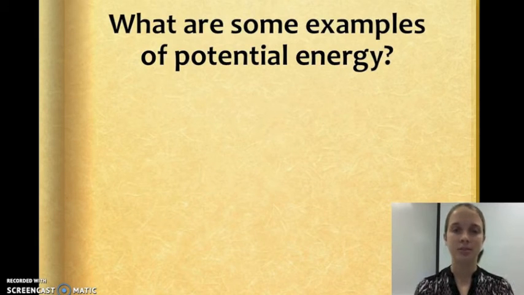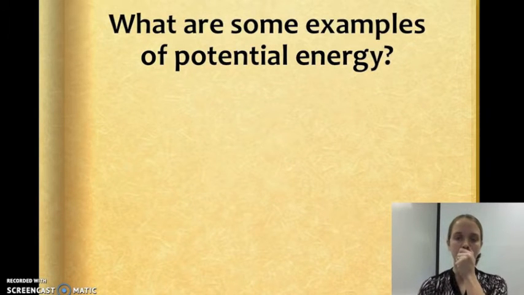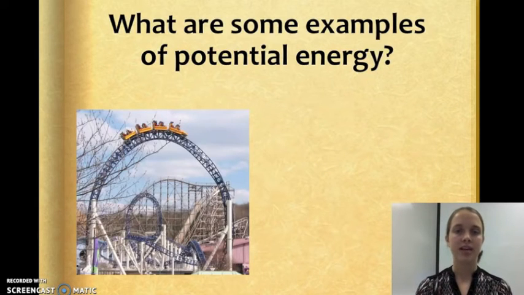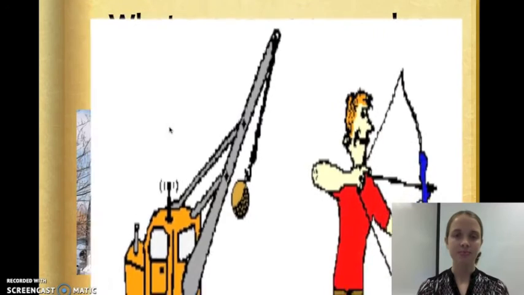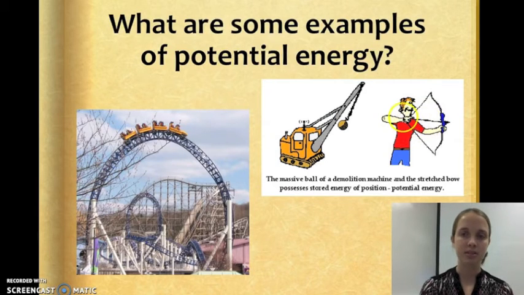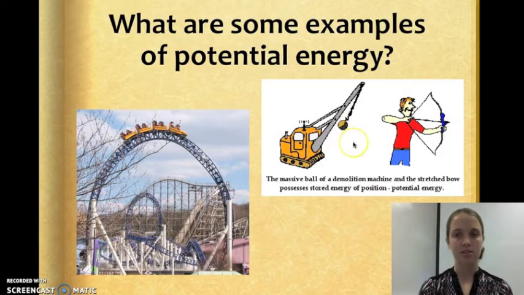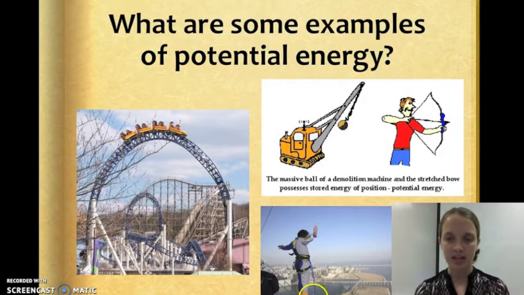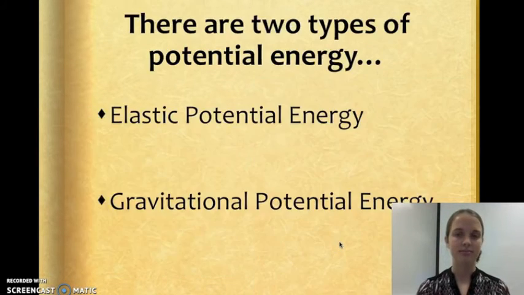All right, next up, what are some examples of potential energy? So we have here a roller coaster at the top of the hill. Here we have a wrecking ball, like a crane, that's going to be used to demolish a building. Here we have a person who has drawn a bow back, so we're increasing the potential energy. This is at the left or the right of the swing, so it has the potential there. And then this right here is a base jumper, or more so a bungee jumper.